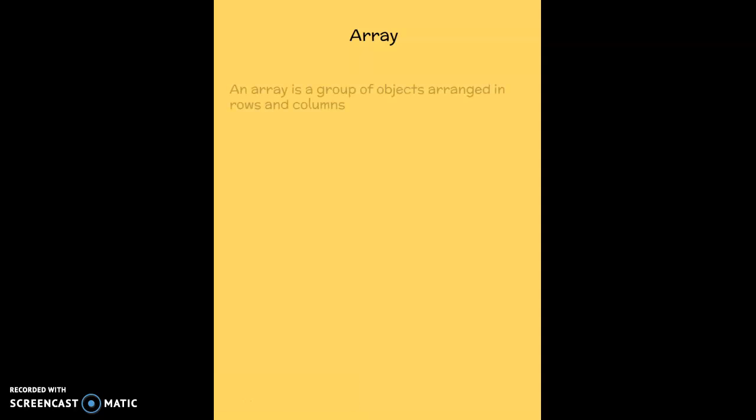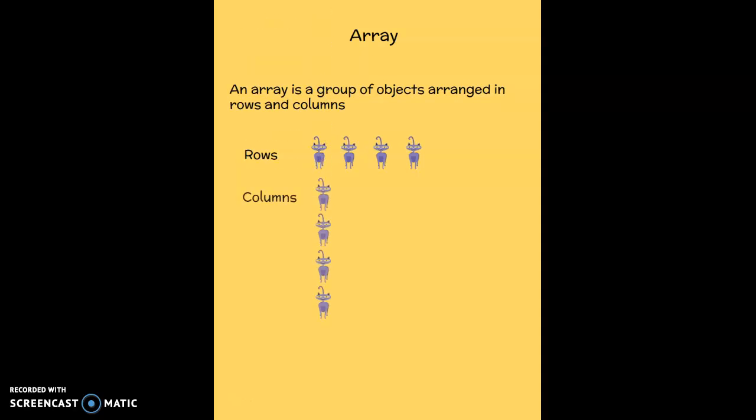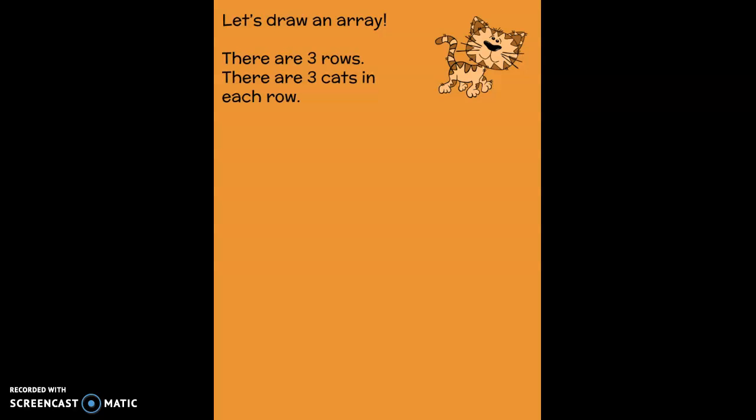What is an array? An array is a group of objects arranged in rows and columns. This is a row, it goes across, and columns go up and down. Now let's draw an array.